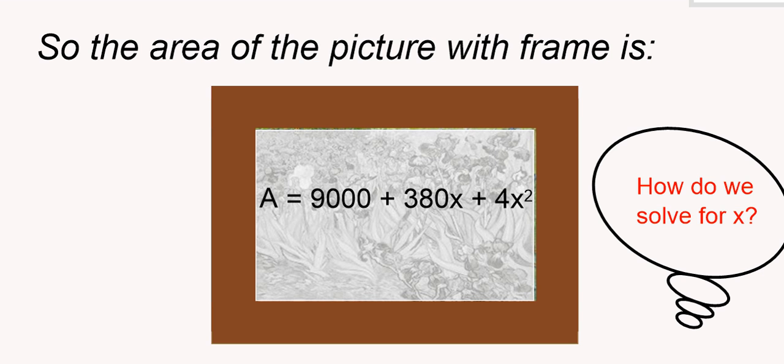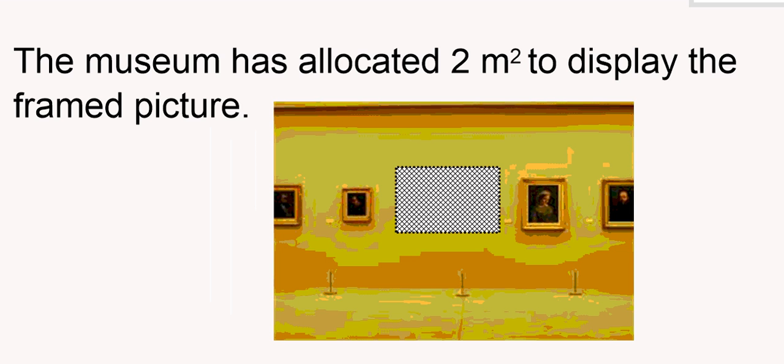Well, there's more information in the question that we haven't looked at yet, and here it is. We're told that the museum has allocated 2 square meters to display the framed picture. So I'm picturing this. There's a lovely museum wall with some beautiful portraits. And right here, they've allocated 2 square meters to put this new picture with its beautiful frame. But be careful.